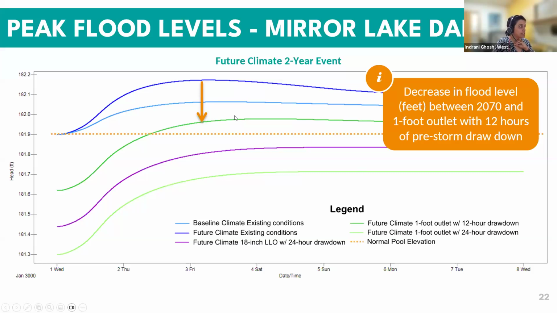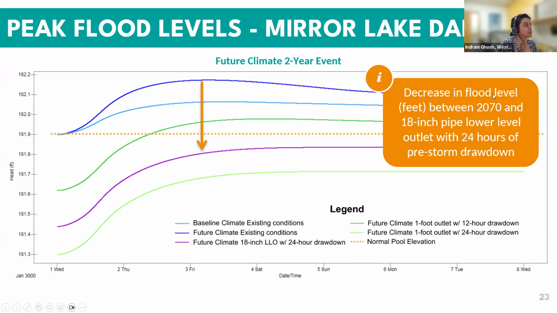Now, if we are able to better operate the dam, the reservoir behind the dam, by potentially drawing it down 12 hours in advance of a storm, and we use a 1-foot outlet, we do see some improvement in flood reduction with respect to the flood elevations. And if we looked at a couple of other strategies where we looked at an 18-inch pipe outlet with 24 hours of pre-storm drawdown, that got us even better or improved flood reduction benefits at this location.